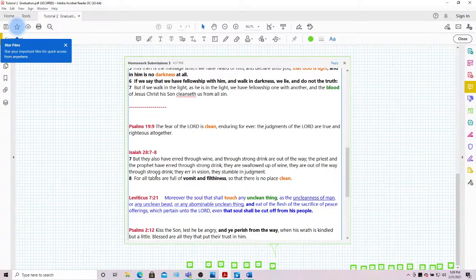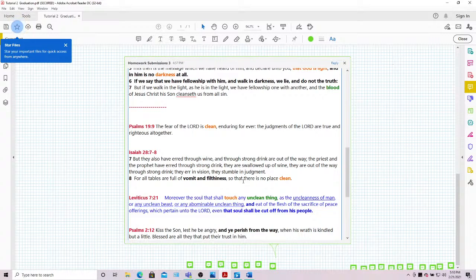The priest and the prophet have erred through strong drink. They are swallowed up of wine. They are out of the way through strong drink. So they err in vision. They stumble in doctrines and teachings. For all of the tables, so the doctrines that they're learning and eating are full of vomit and filthiness.